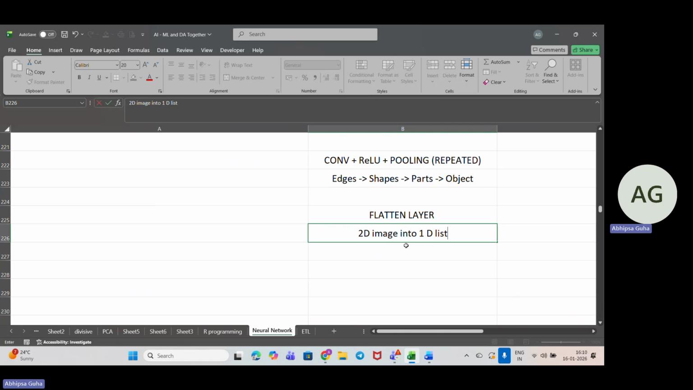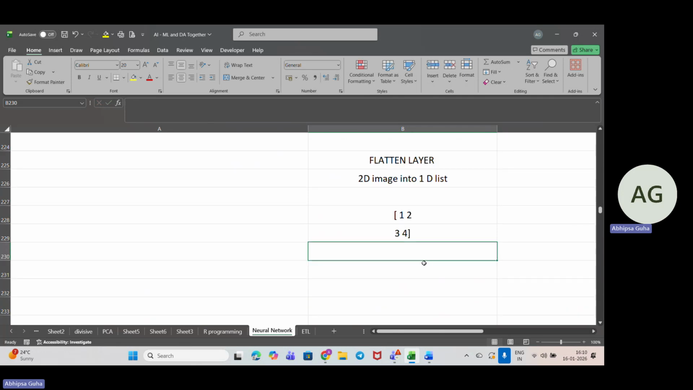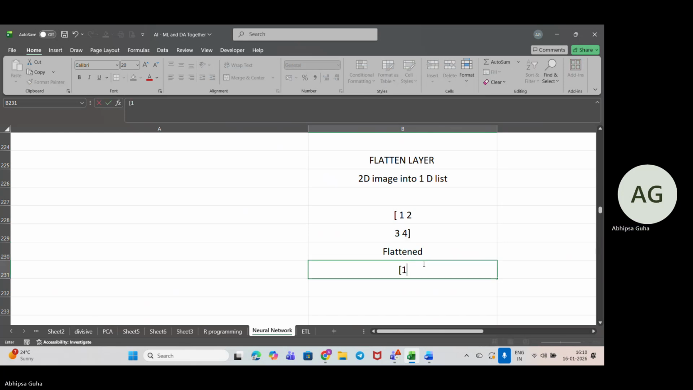Now, for example, we take a matrix with values like 1, 2, 3, and 4. So this is the matrix, the 2D image. After flattening, it becomes 1, 2, 3, 4. So this is what comes out of the flatten layer.